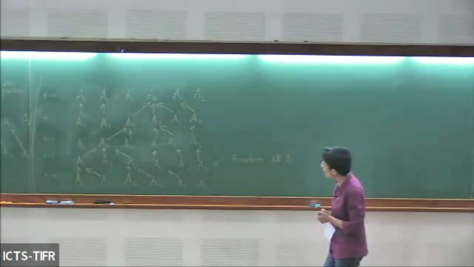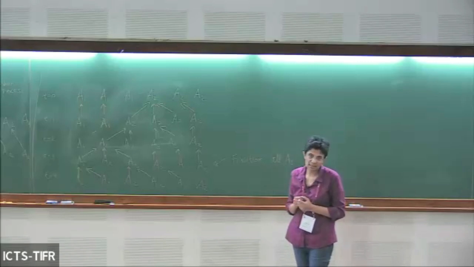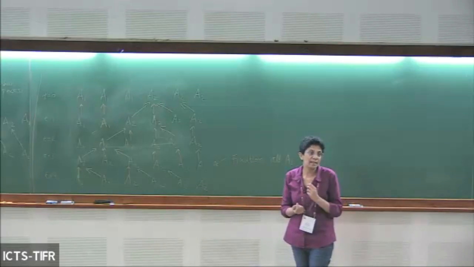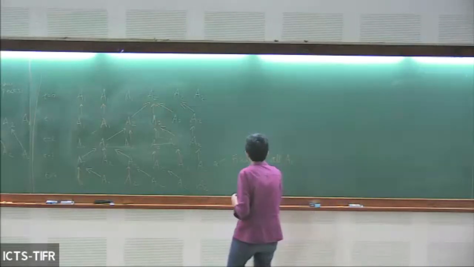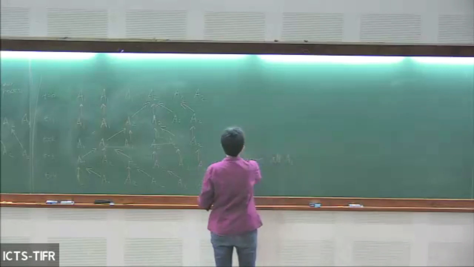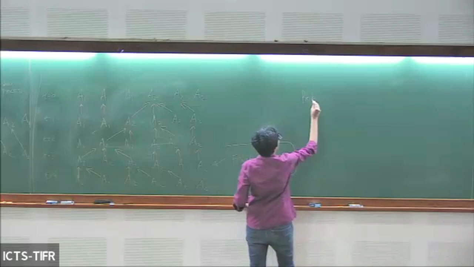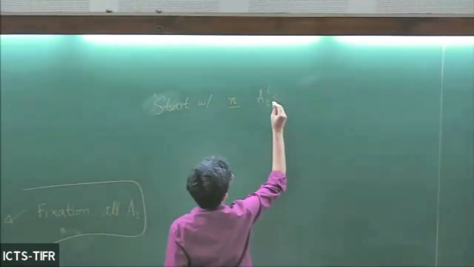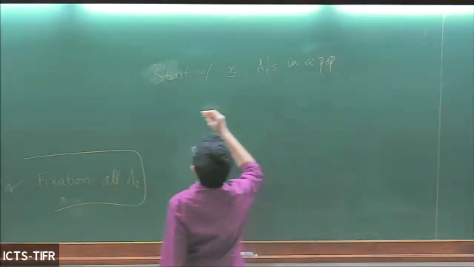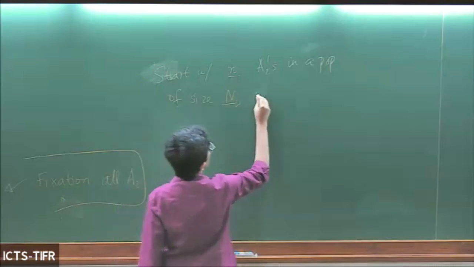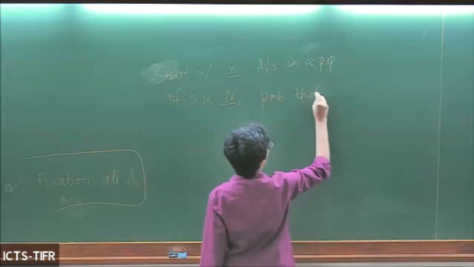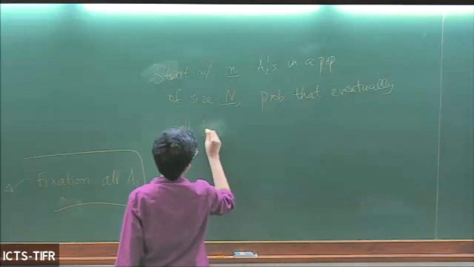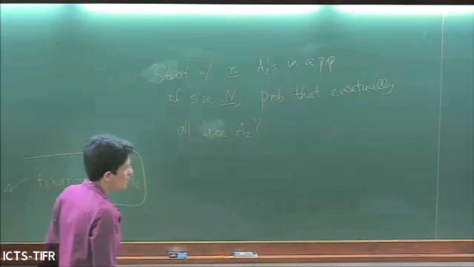Therefore, one more question that we are asking is, what's the chance? As you said, it could be all A2s or all A1s. So now we can ask a quantitative question: what's the probability that all will become A2? More precisely, suppose we start with little n number of A2s in a population of size n, and what is the probability that eventually all are A2? This is called the probability of fixation of A2.